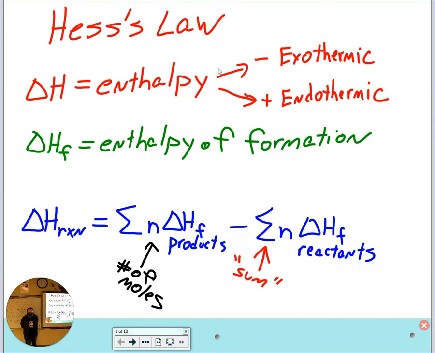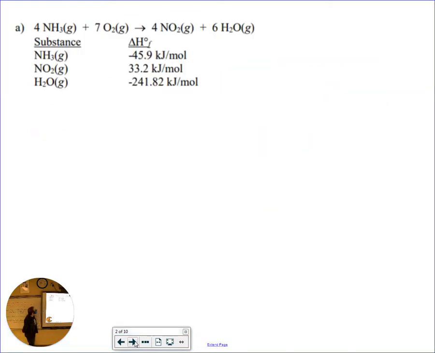Okay, so let's take a look at a fairly typical Hess's law problem, like this one here. So we've got an equation up here at the top. 4NH3 plus 7O2 yields 4NO2 plus 6H2O. And the g in each one of those simply means that each one of them is a what? A gas. Very good.